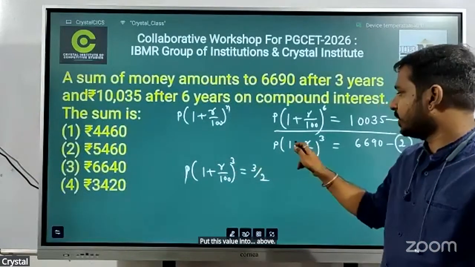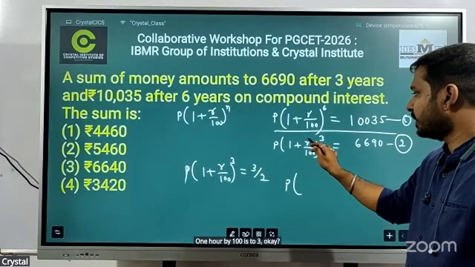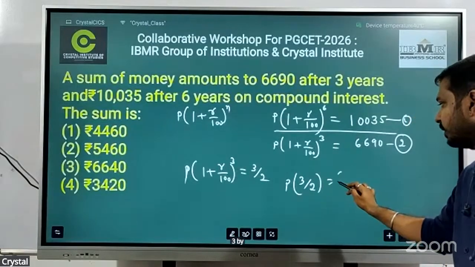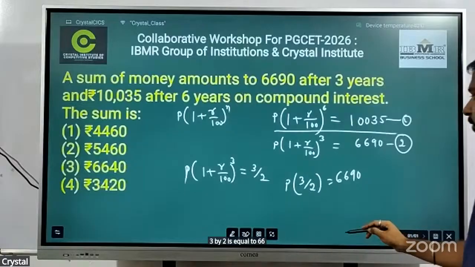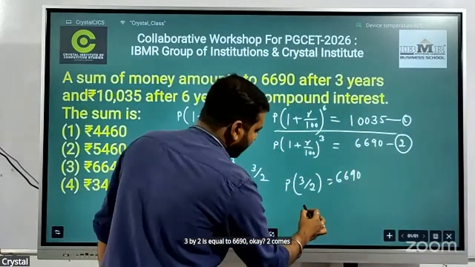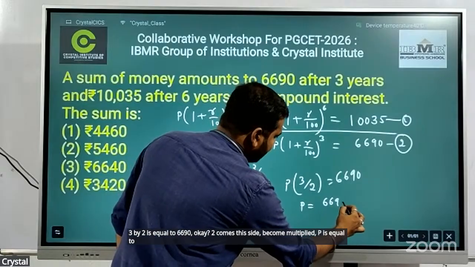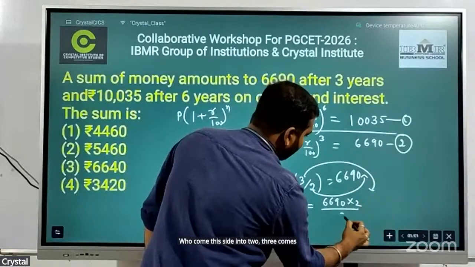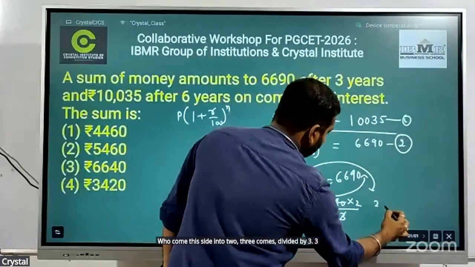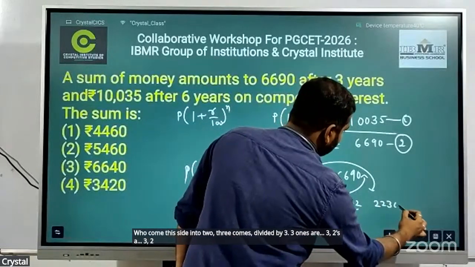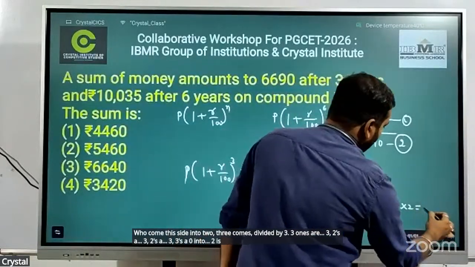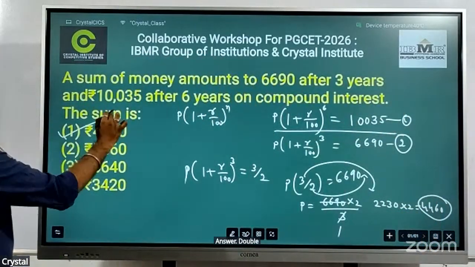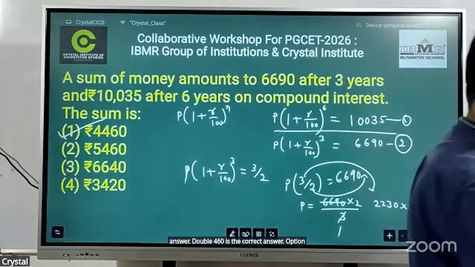Okay, next put this value into the above. P (1 plus R by 100) raised to 3 is nothing but 3 by 2, which is equal to 6690. Okay, 2 comes this side and becomes multiply. P is equal to 6690 into 2, and 3 comes divided by 3. 3 twos are 6, 3 threes are 9, 0 into 2 is nothing but 4460 is the answer. Option A is the correct answer.